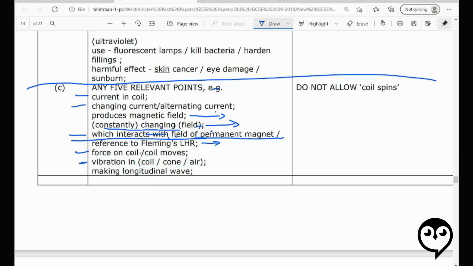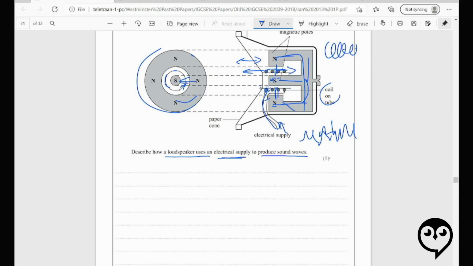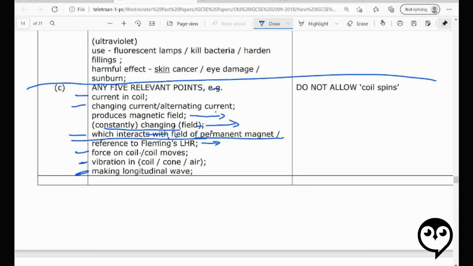That causes the coil to vibrate, and because that coil is connected to this paper, this cone, that's why it makes a longitudinal wave. It's pretty straightforward. And like I say, you can already get 4 marks for just saying something. You could get that in one sentence.